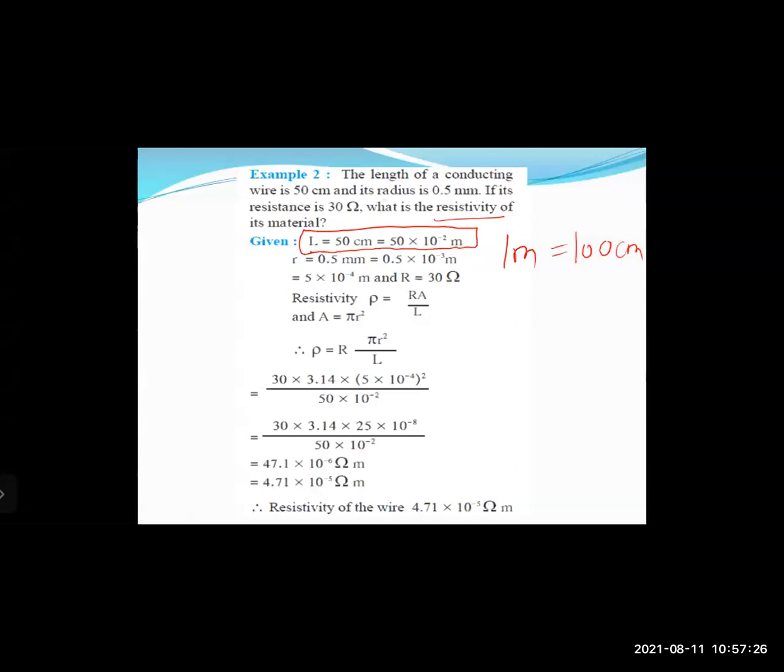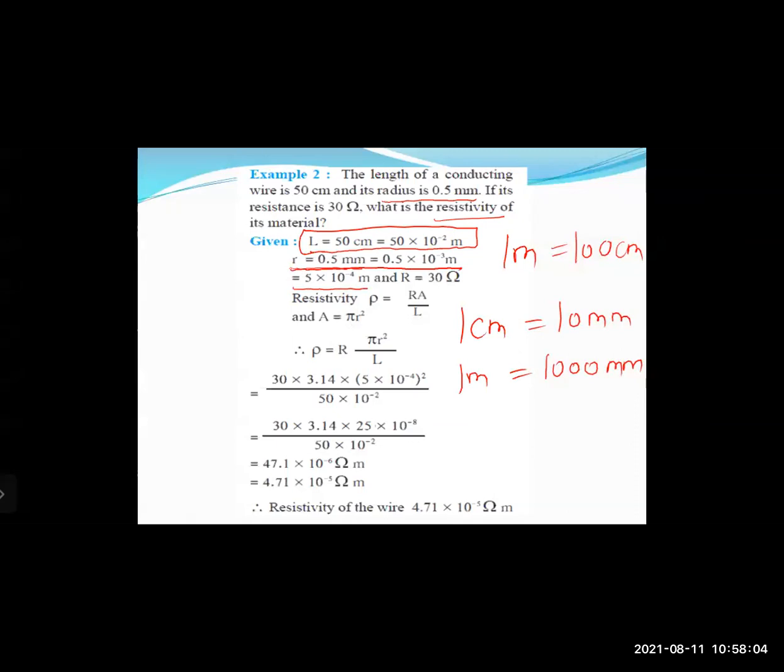Then they have given what? The next quantity that they have given is what? Radius is 0.5 millimeters, right? So we'll write down radius is 0.5 millimeters. Now we have to convert from millimeters to meters. So 1 centimeter equals 10 millimeters. So therefore 1 meter will be equal to 1000 millimeters. That will be 10 raised to minus 3. So you can write R equals 0.5 into 10 raised to minus 3 meters. Okay, so for simplification, we will write 5 into 10 raised to minus 4 meters, right?